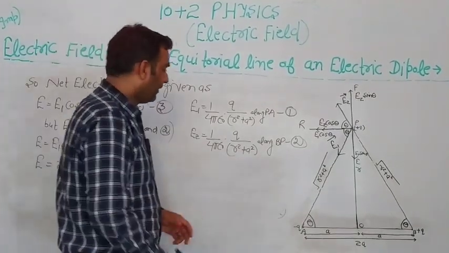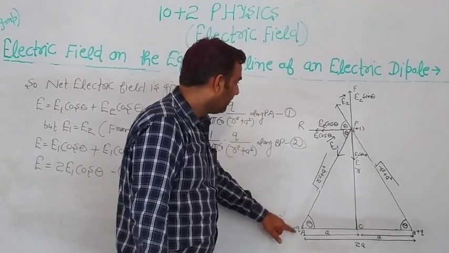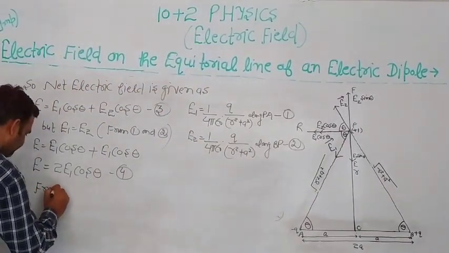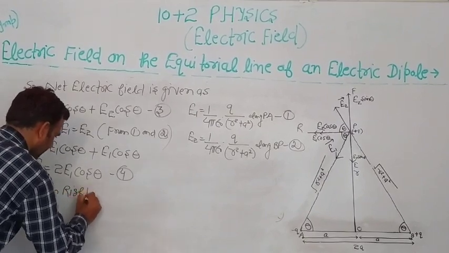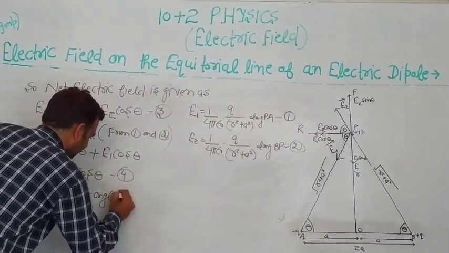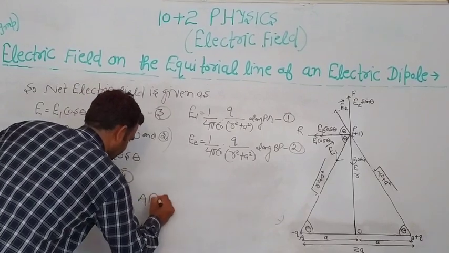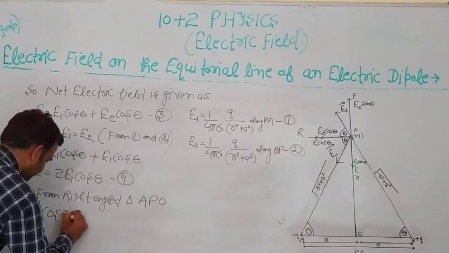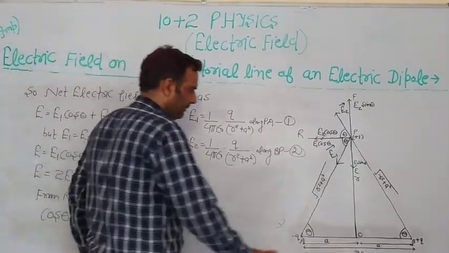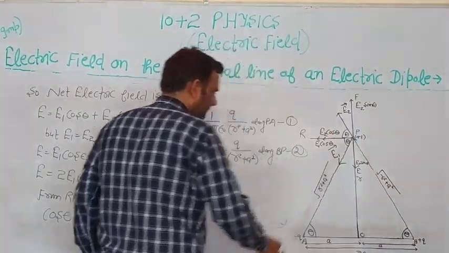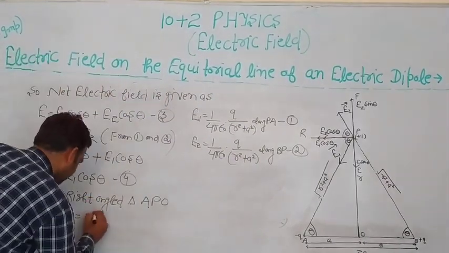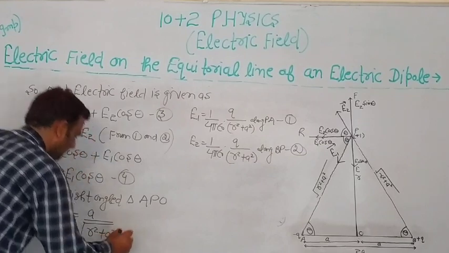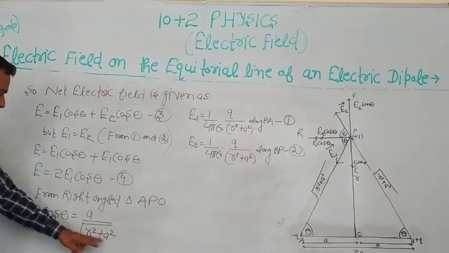From the figure, from right angle triangle APO, what is the value of cos theta? Cos theta equals base upon hypotenuse. The base here is a, and the hypotenuse is the square root of r square plus a square.